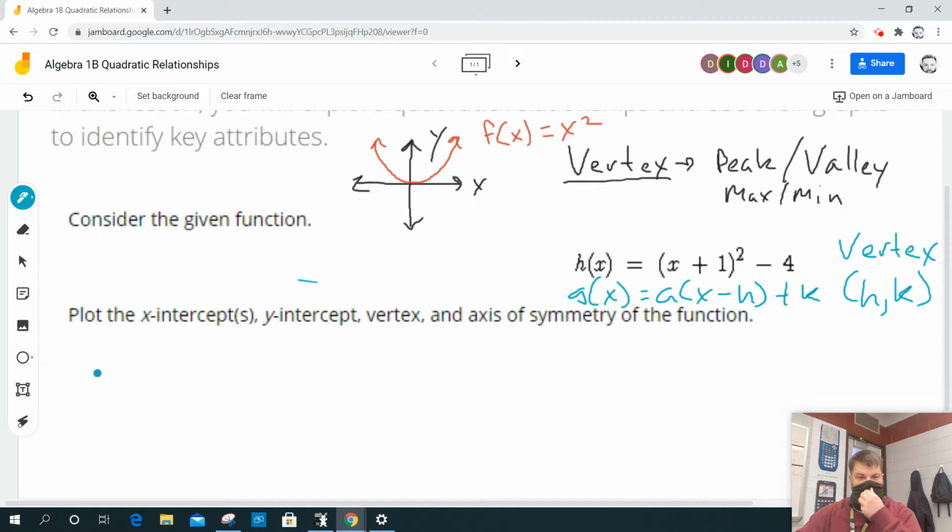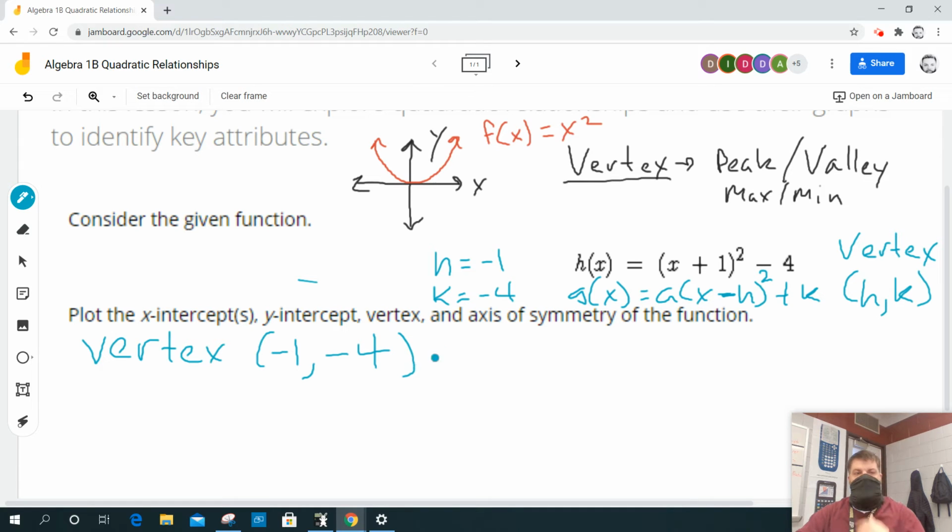In other words, the vertex is the opposite of the number inside the parentheses. So I've got a plus 1 here, so it'd be negative 1, and then I have a minus 4 over here, minus 4. In other words, h is equal to negative 1 and k is equal to negative 4, right? Notice that it says minus h, so it's always the opposite inside the parentheses, okay? And then we'll figure out the rest in just a second. But basically what we're going to do is we're going to graph this, all right?